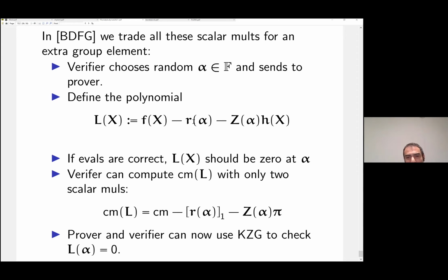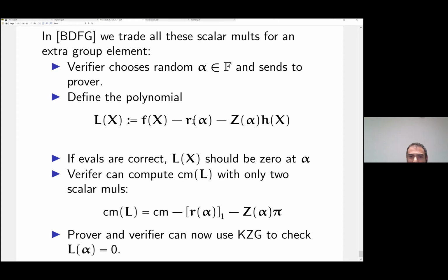Also the important point is that computing the commitment to L, the verifier can do with only 2 scalar multiplications. The commitment of L is just the original commitment to F minus R of alpha encoded in the first group, minus Z of alpha multiplied by the commitment pi. So you have your 2 scalar multiplications. So the verifier can compute Cm of L with only 2 scalar multiplications.